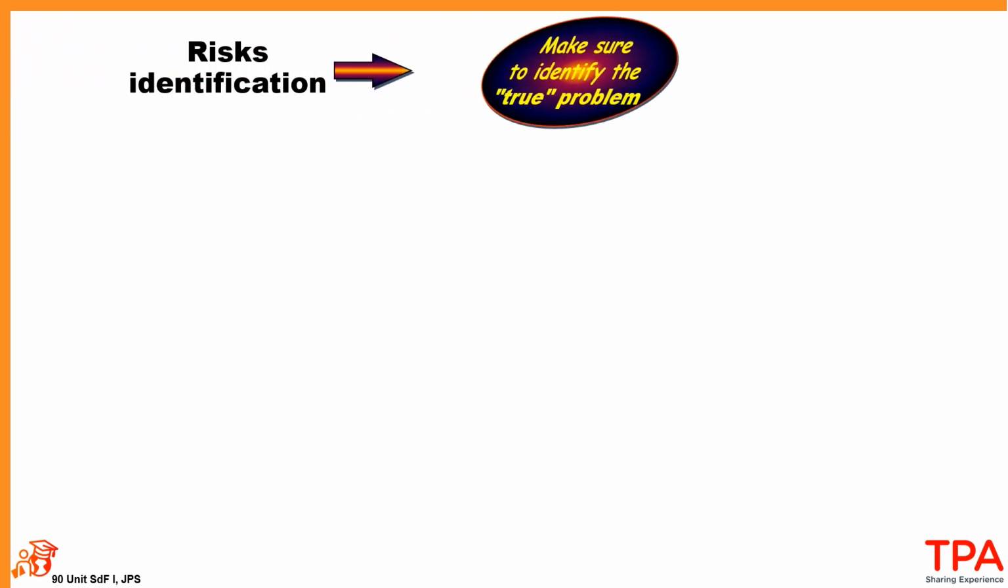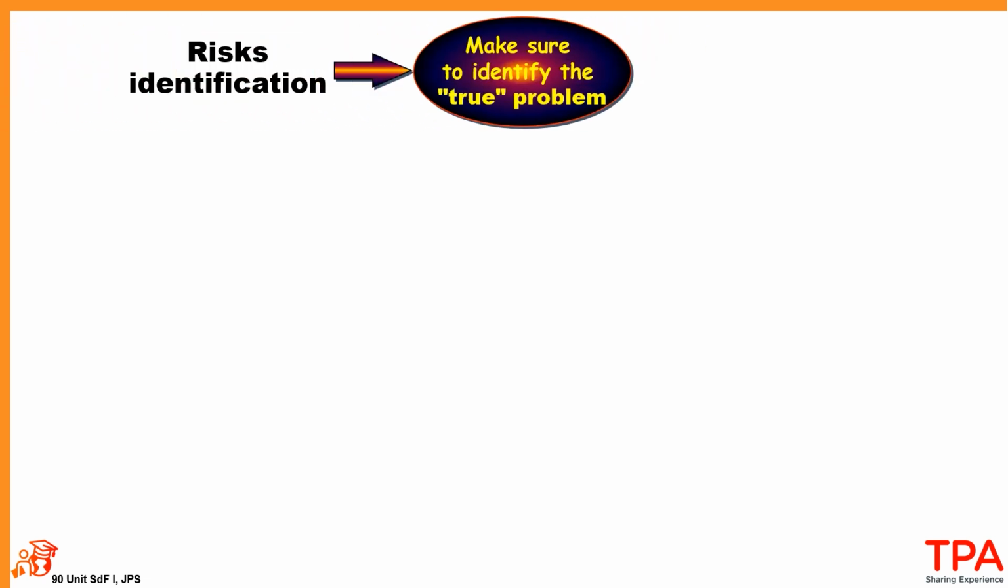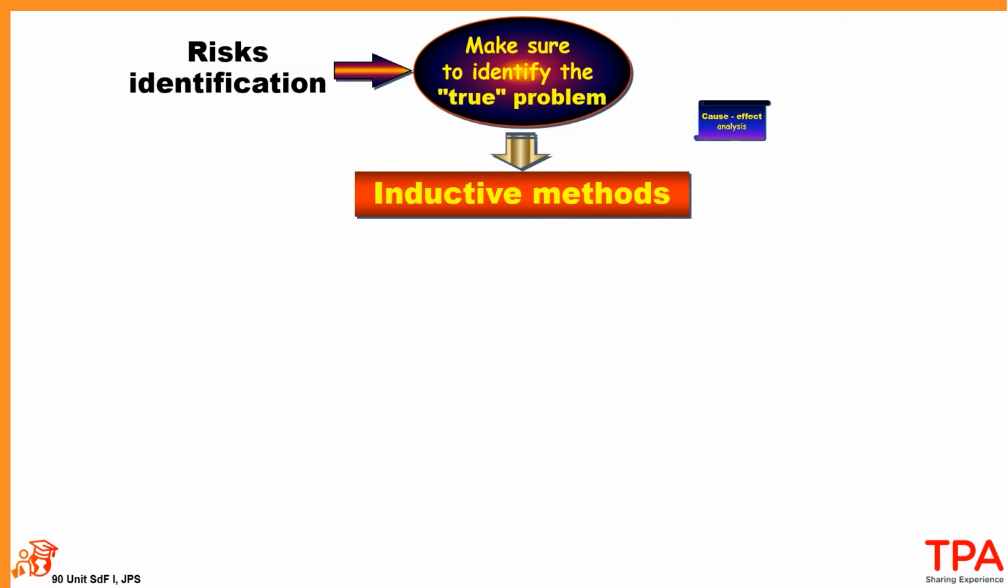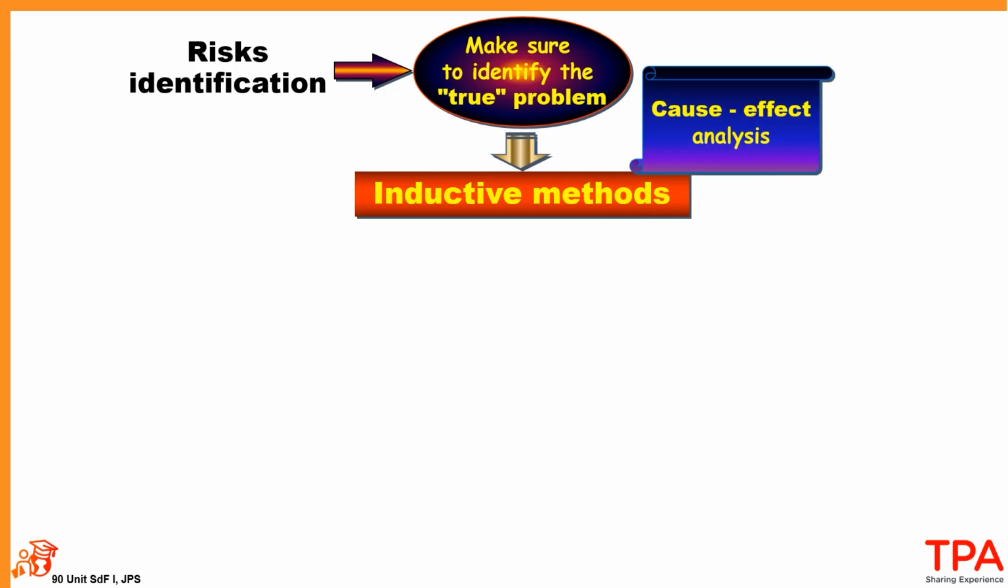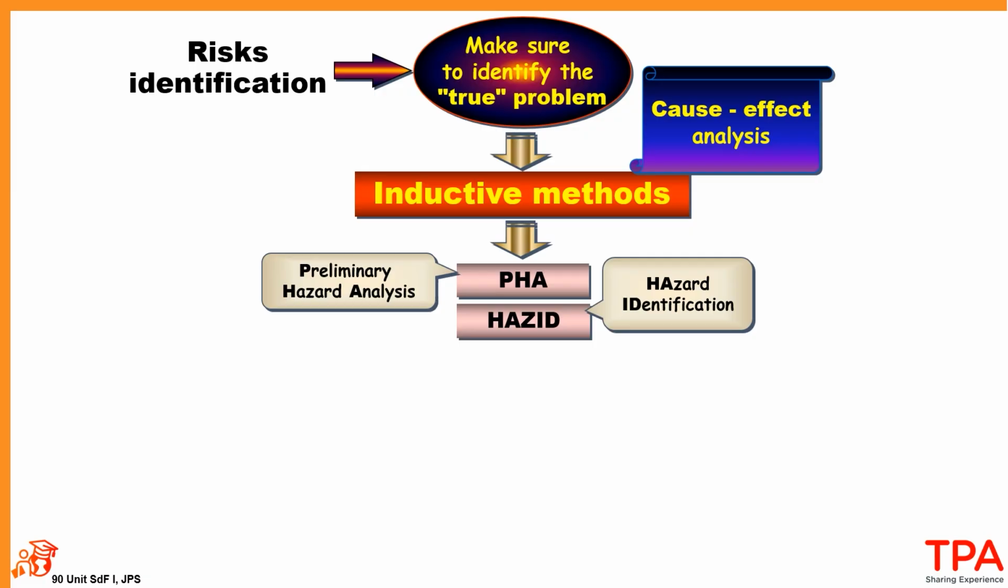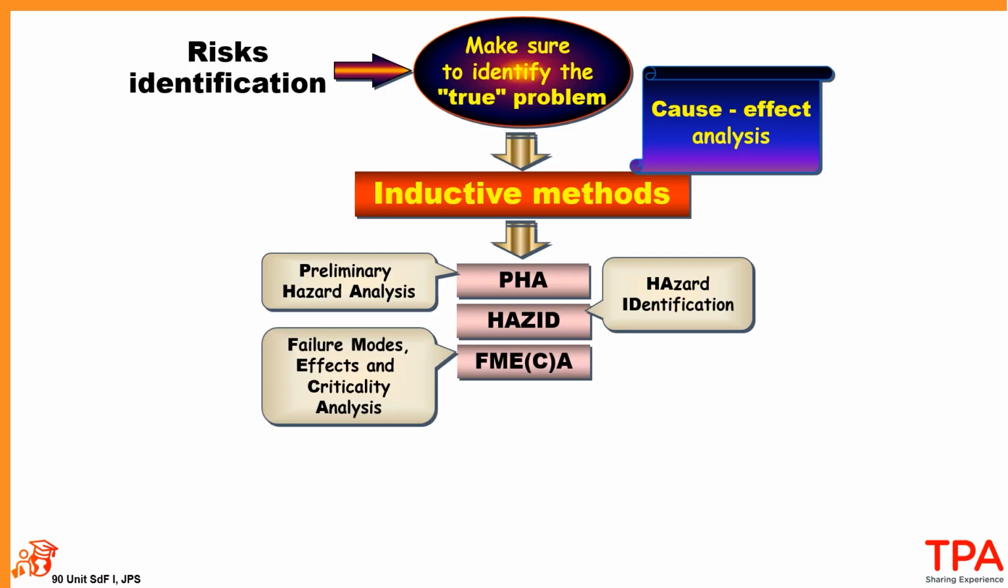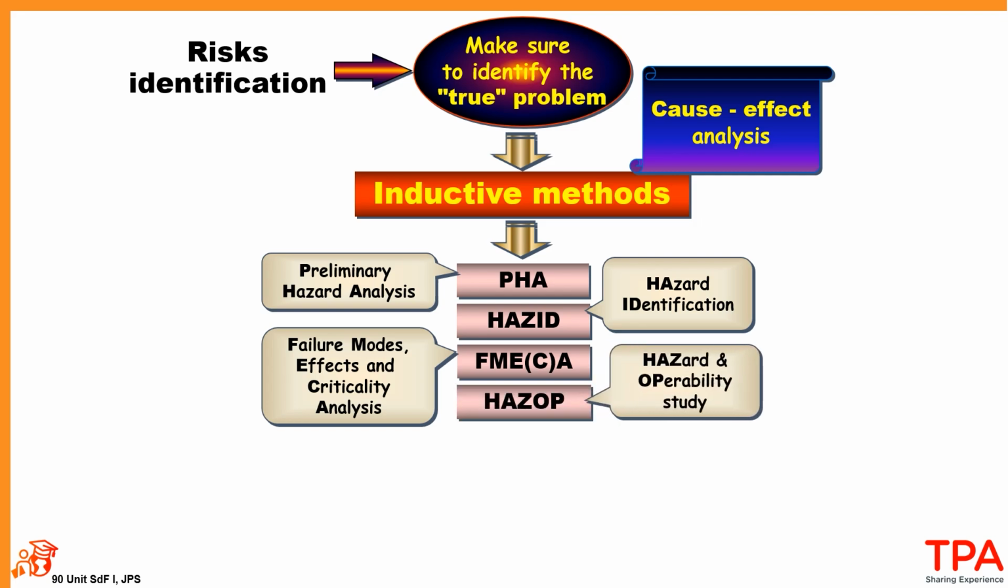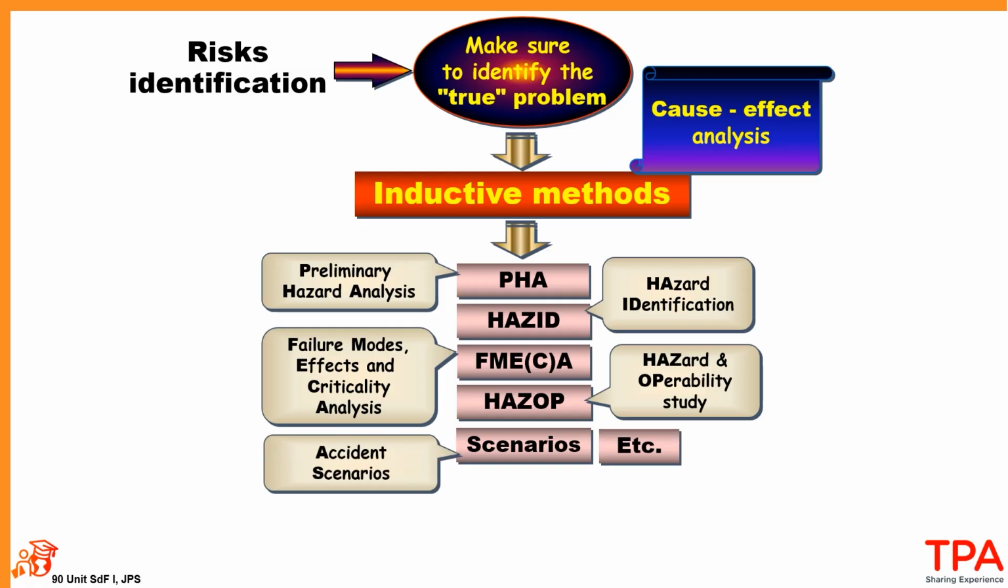As previously mentioned, the risk identification is the first step of the dysfunctional analysis. This is of utmost importance to be sure to analyze the relevant problem. As also previously said, inductive approaches are used to do that. Many methods are available and the main ones are the following. The PHA, that is, preliminary hazard analysis. The HAZID, that is, hazard identification. The FMEA, that is, the failure modes, effects and criticality analysis. The HAZOP, that is, hazard and operability study. The analysis of accident scenarios, and so on.